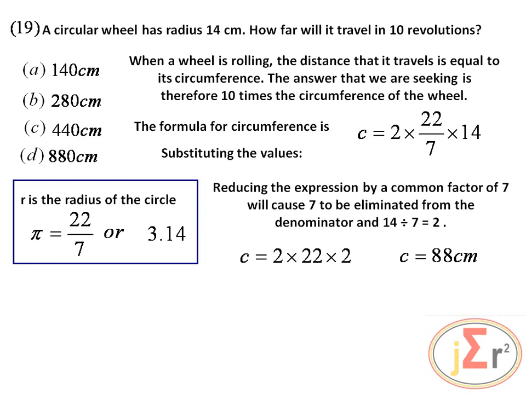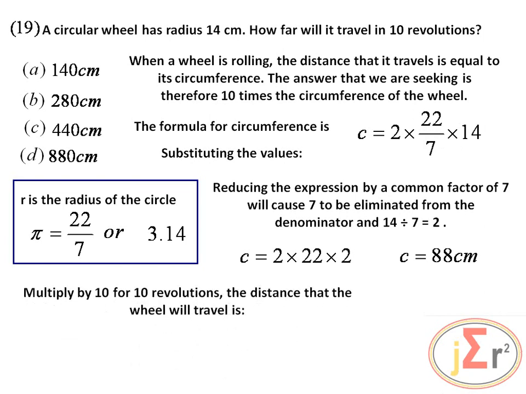Do not forget that we need 10 revolutions. So we multiply by 10 for 10 revolutions. The distance that the wheel will travel is 880 centimeters, multiplying the circumference of the wheel by 10.